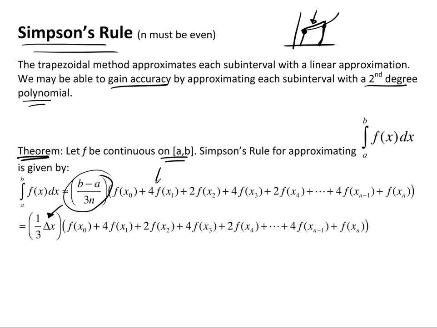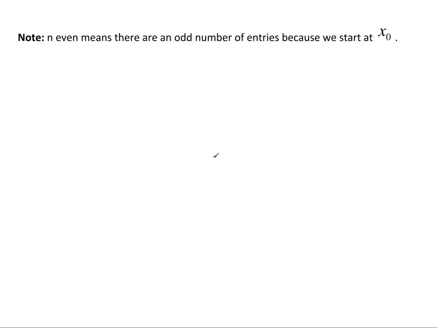And I keep going back and forth. 4, 2, 4, 2, 4, and then a 1. So I start with a 4, I end with a 4, and the last one and the very first one have a 1 in front of them. Now note I said here that n must be even. So what does that mean when I say n must be even? Well, n even means that there's an odd number of entries because we're going to start at x0.